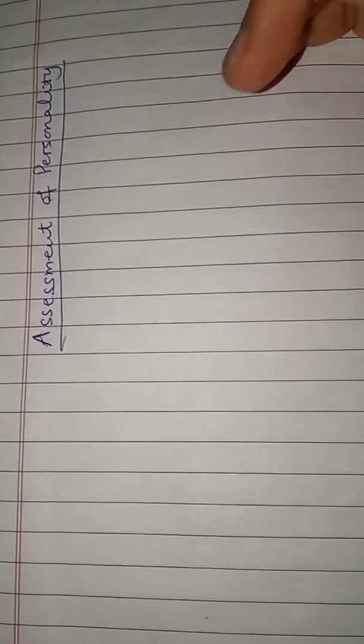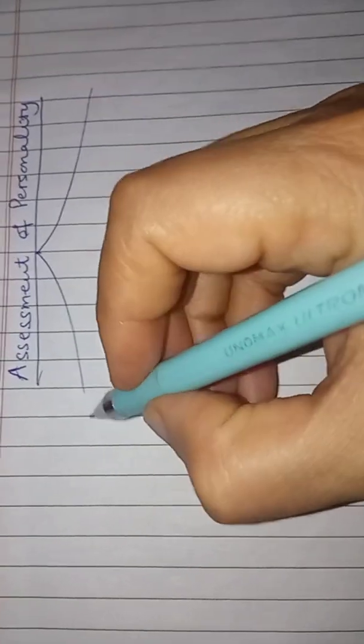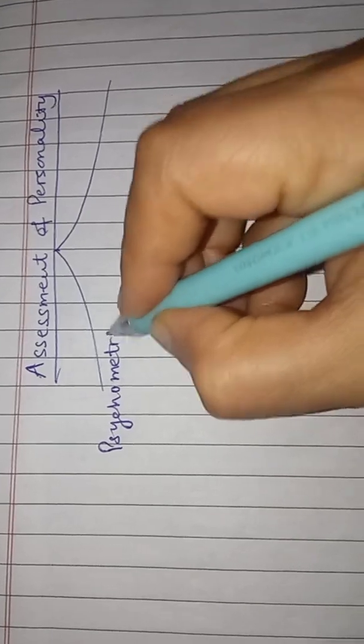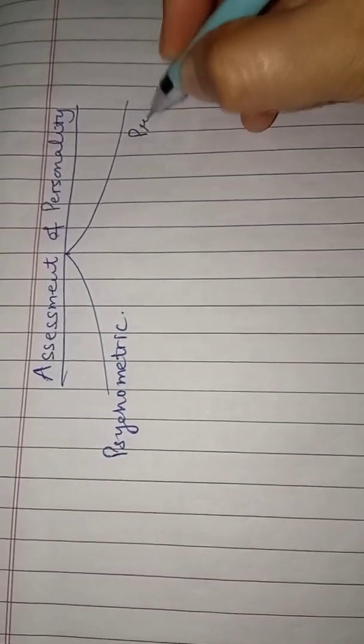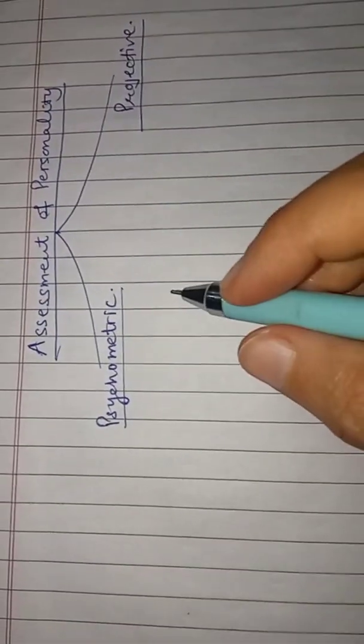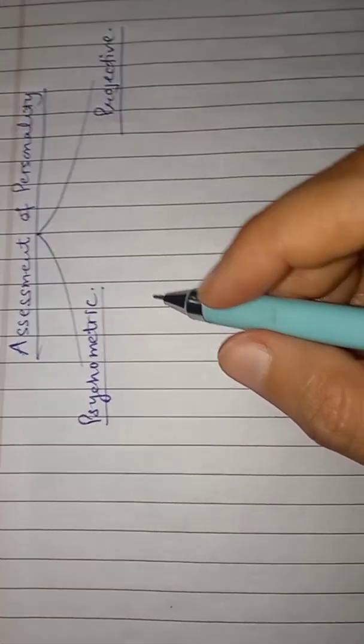In this we are going to discuss assessment of personality, meaning how we can assess someone's personality. If I want to know what kind of personality I have in my behavior, then how can we study that? We can assess someone's personality by using two methods. First is psychometric techniques, and then projective techniques. So, there are mainly two types of techniques. With the help of these techniques, we can assess someone's personality.